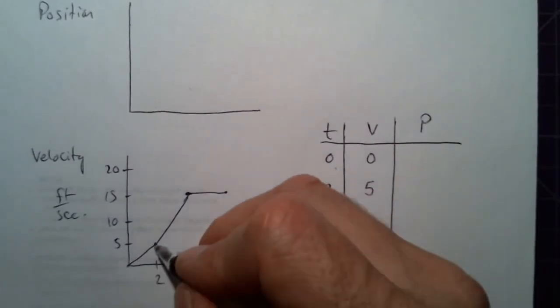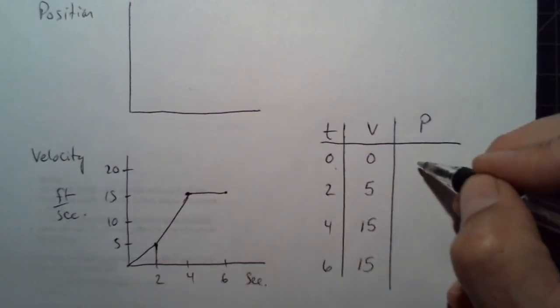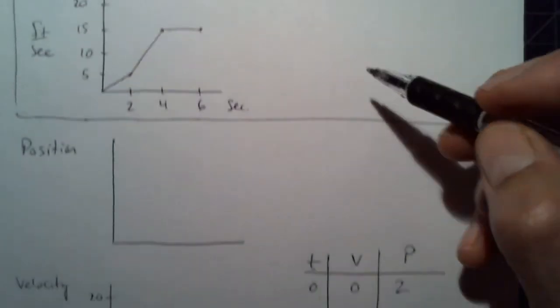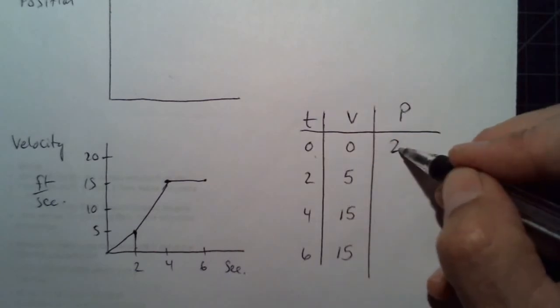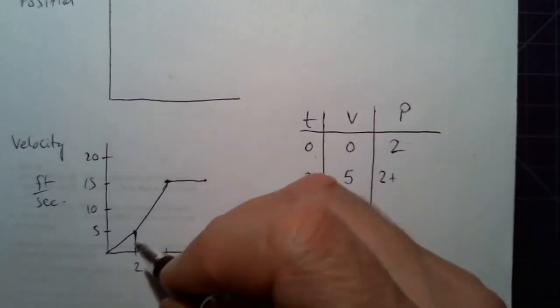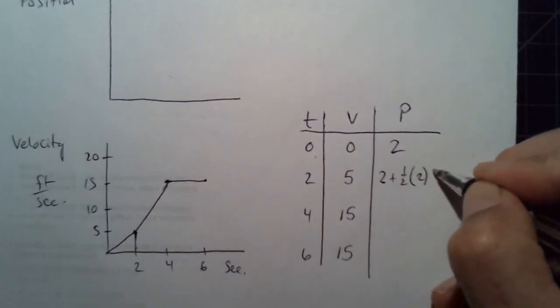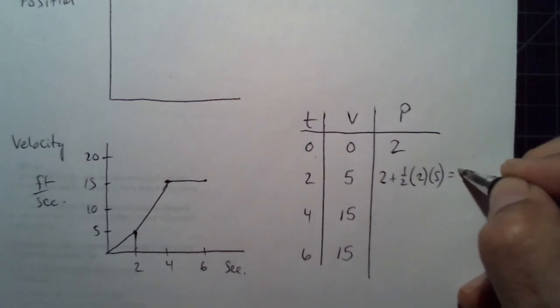Alright, so we need the first region, oh not yet, we have the initial position is 2, and that was given in the question. At time 0 we have 2 feet, and then it is 2 plus. Let's do the area there as 1/2 base times height. Half of 10, 5 plus 2 is 7.